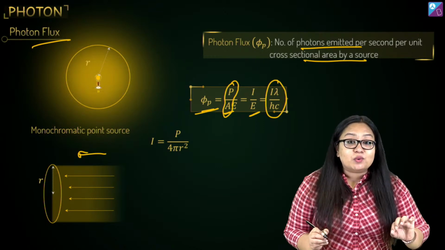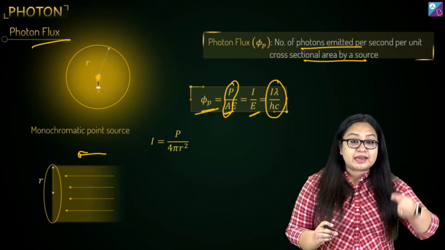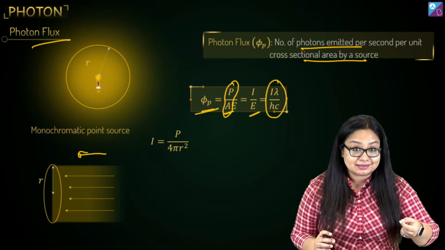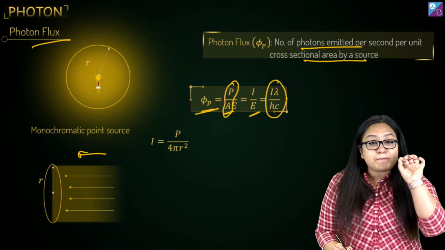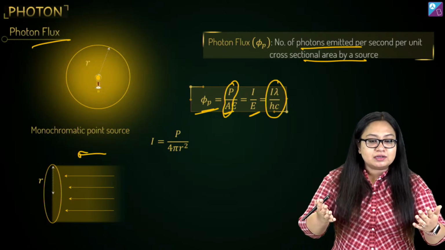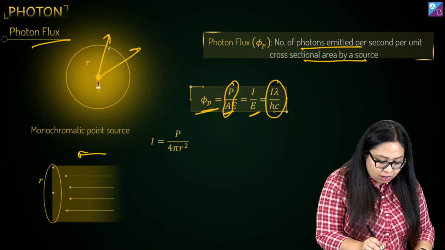So, now calculation of intensity will depend on what kind of light source it is. If I talk about this light source, a point source of light, that means what? Light is going in all directions, right? It's going in all directions.